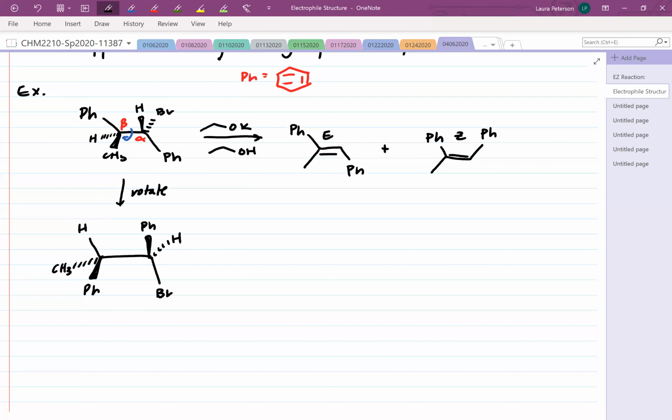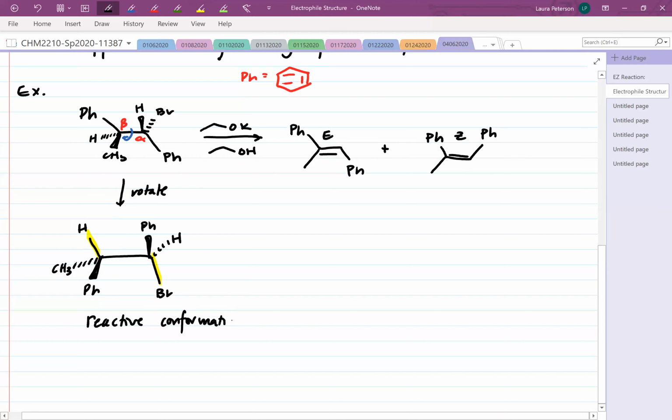Okay, so I rotated both the left and the right-hand carbon, and now I have a 180-degree relationship between these bonds. So they are anti and coplanar. The beta hydrogen and the leaving group are 180 degrees apart. So this is our reactive conformation, the conformation under which the reaction proceeds. So we'll say the beta hydrogen and the leaving group are 180.